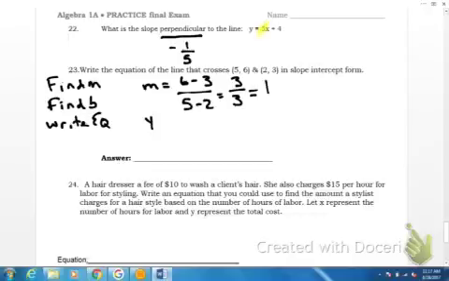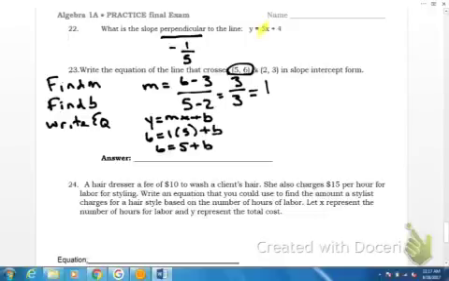Then y equals mx plus b. If I use 5, 6, I have 6 equals 1 times 5 plus b. 6 equals 5 plus something. And if I minus 5, or I may just know, oh, 6 equals 5 plus 1. So b is also 1 in this case, which means my final equation is y equals 1x plus 1. Or you could just say y equals x plus 1. That would be the same thing.